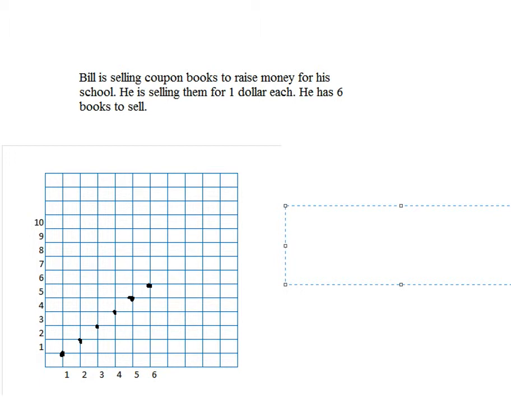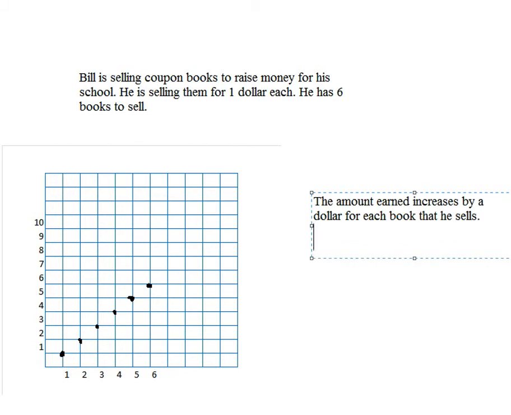The amount earned increases by $1 for each book that he sells. We showed that. It went up by $1 each time he sold a book.